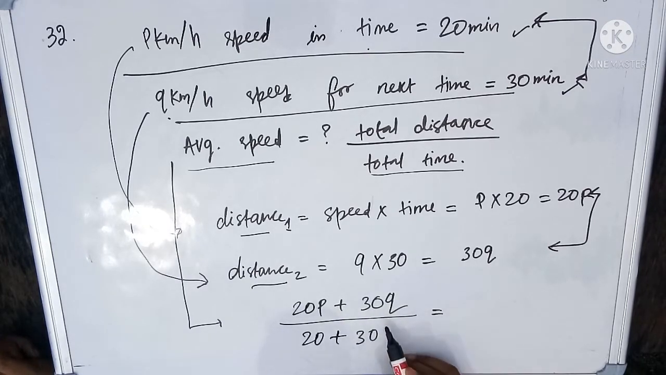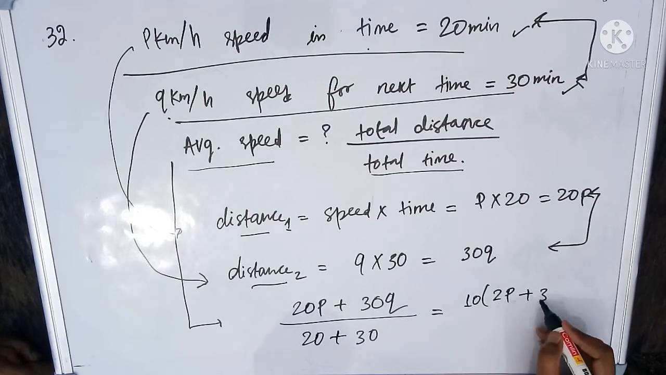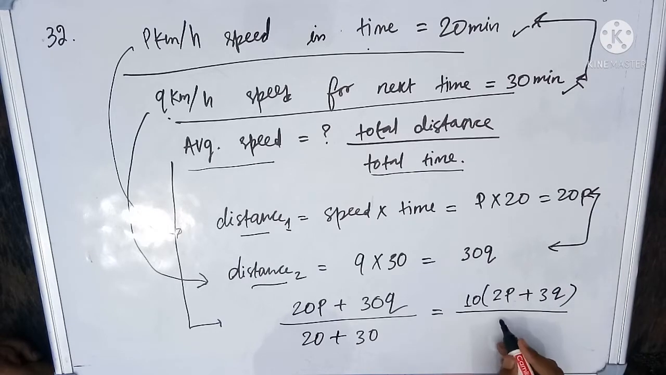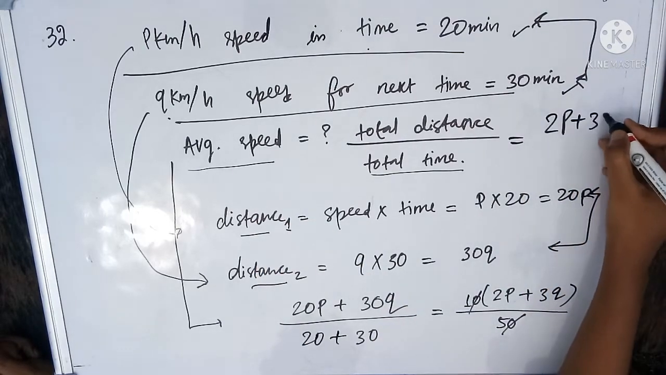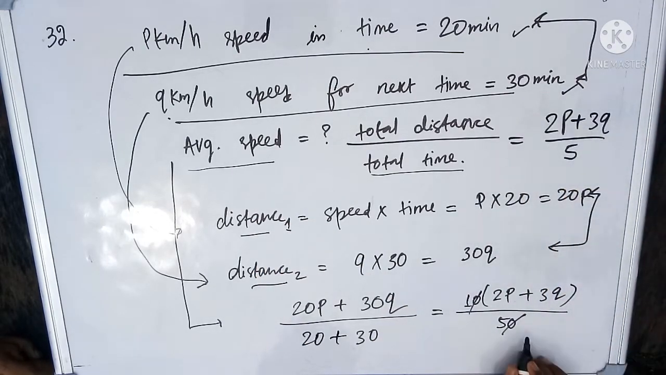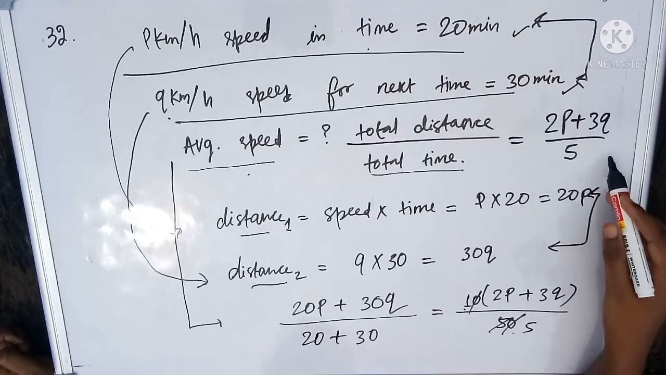So here in the numerator we can take 10 as a common, so it will be 2p plus 3q divided by 50. And now here we can cancel this out, and thus we can say the average speed is equals to 2p plus 3q divided by 5, because here the 10 goes 5 times. And now we know the average speed which is required of the question. Next is question number 33.